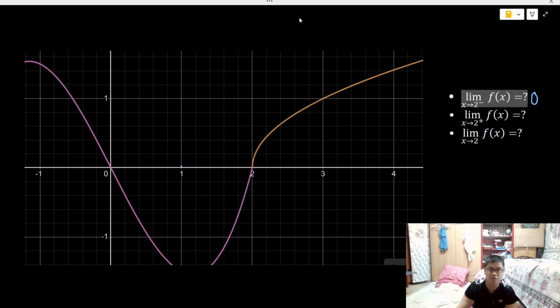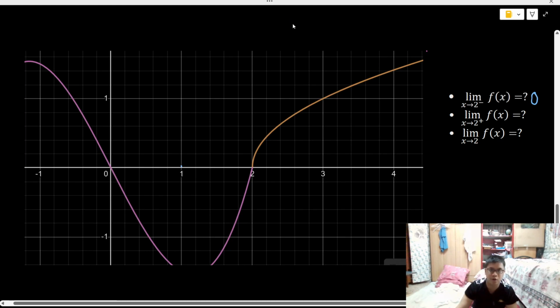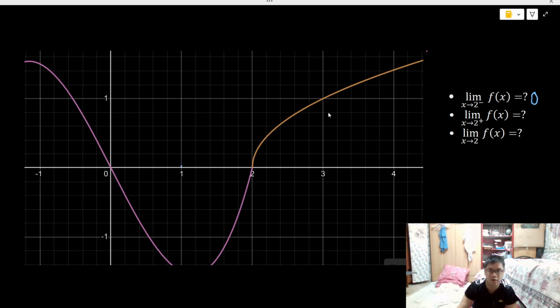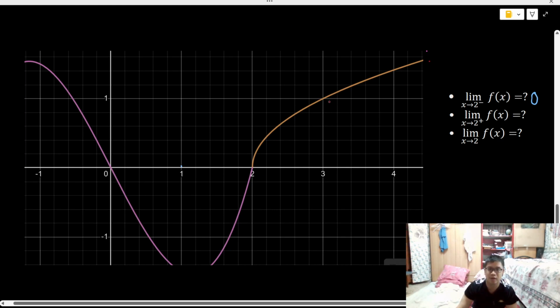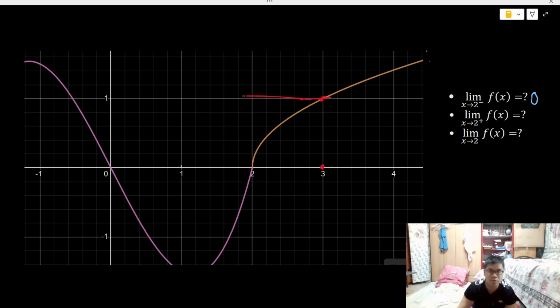Let me just use a different color here. Let's do pink. Since we have pink here, let's just do red. Okay, so let's try 3. 3 is here. So that means it is actually 1.